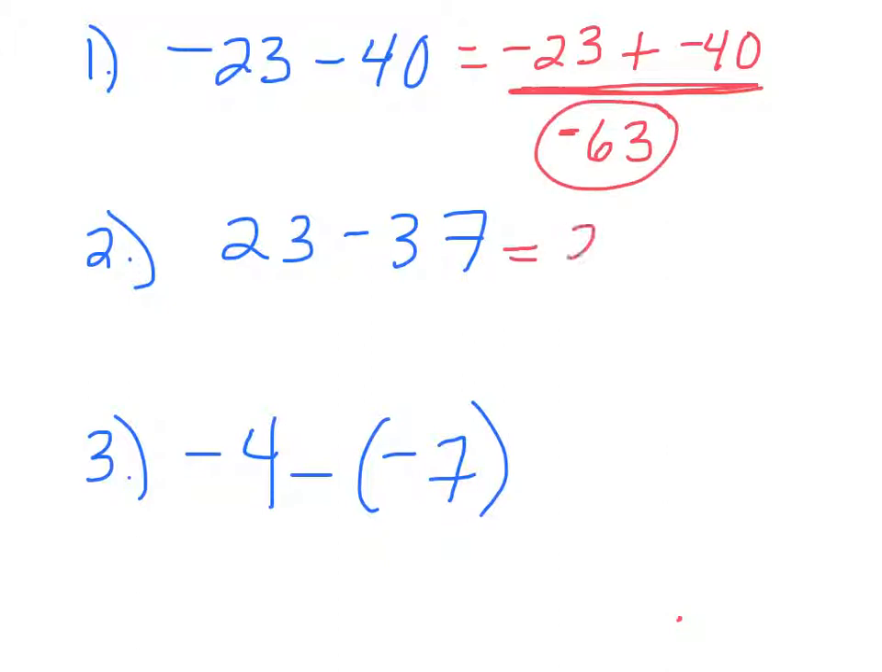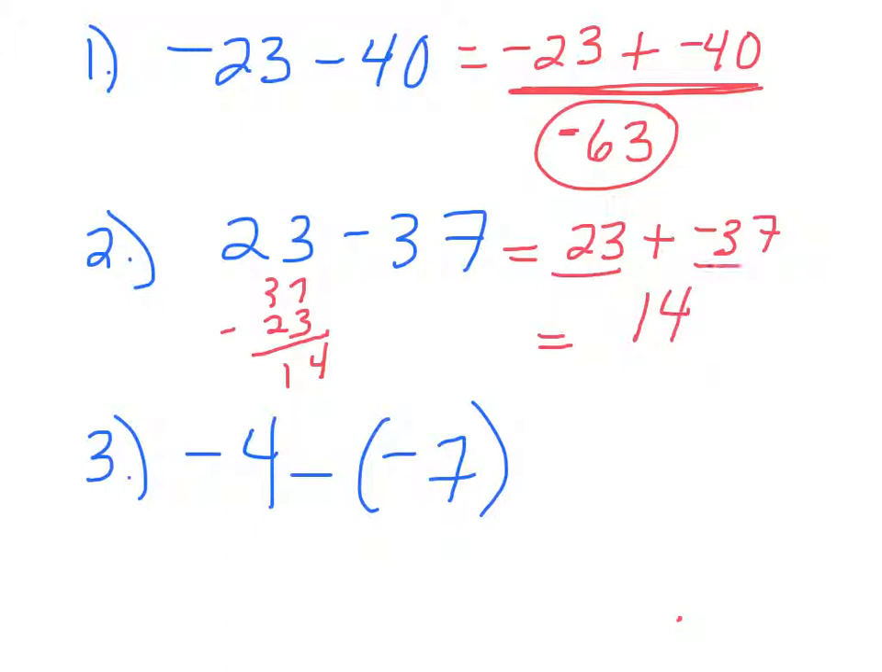Problem number 2, copy, change, change. Now I'm adding two numbers that have opposite signs. So I want to find the difference between 37 and 23. So if I subtract, that will give me 4, that will give me 1. So the difference between the numbers is 14. And now I have to look back and see which one's bigger. This is the bigger number, which is negative, so my answer has to be negative.